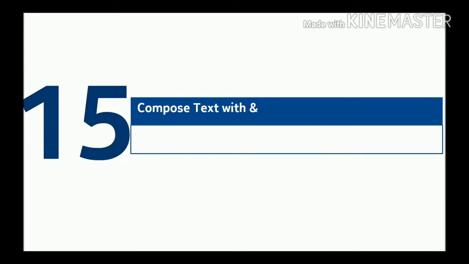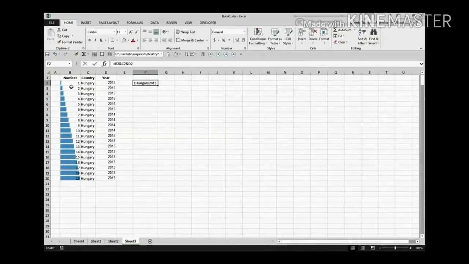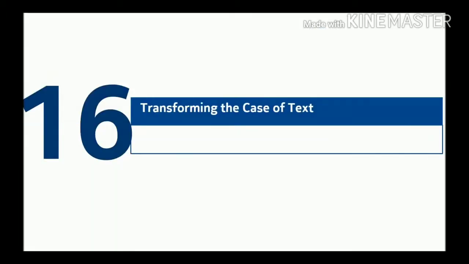Then we have composing text with the and sign. There are certain formulas that you use to concatenate, for example equals CONCATENATE. It's a long formula, so just forget it. Let's make it easy. Just select the first cell, then the and sign, then go to the other one, then the and sign, and then another one. So we have captured three cells in one. With only the and sign, it's faster than going for the formula. It makes life easier.